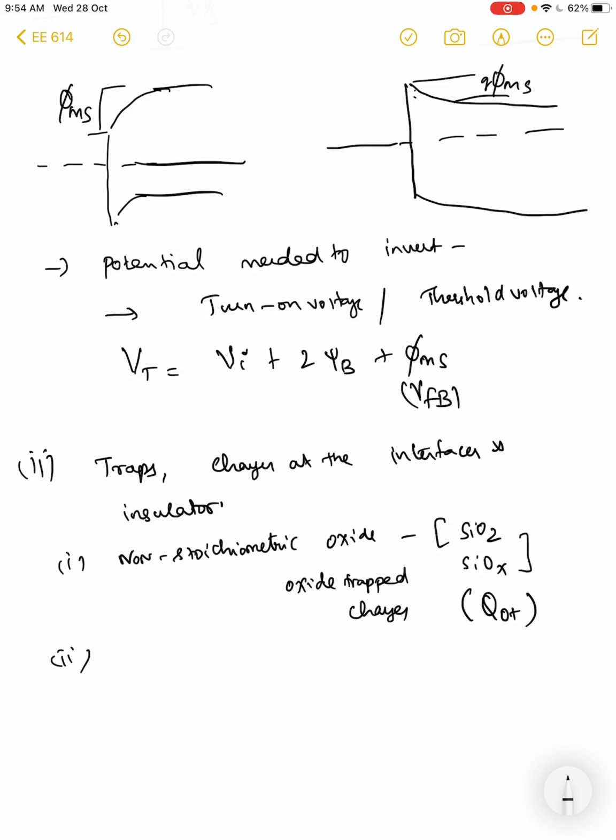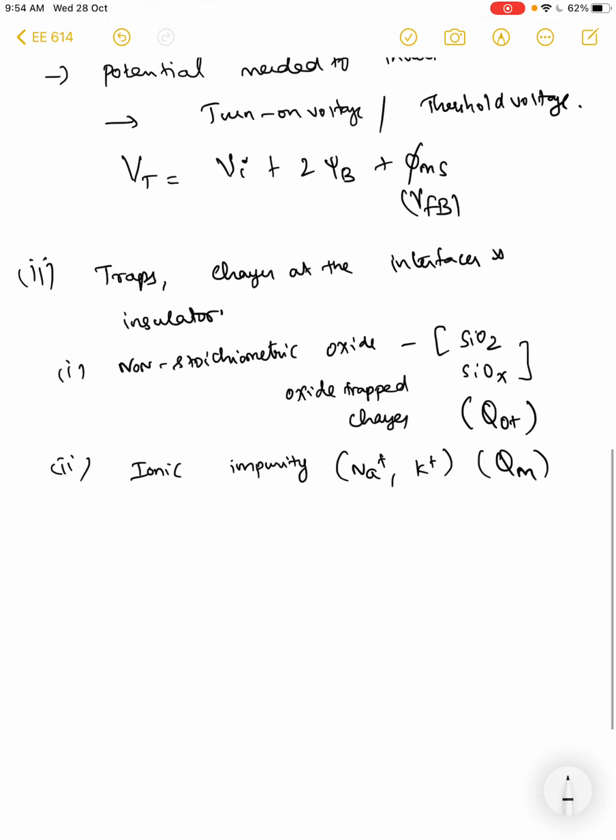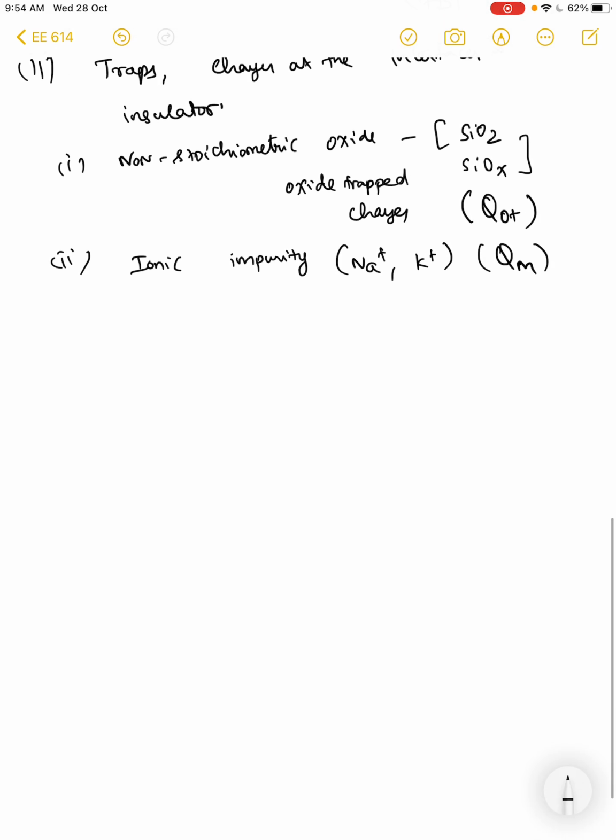non-ideality that you will have is called ionic impurities. When you grow the silicon dioxide, typically in a very high temperature furnace, you have some metals in the furnace which get contaminated, which incorporate themselves into the insulator. So you have some sodium plus, some potassium plus, all such kind of ions, which have a density of QM. So these are metal ionic impurities in the insulating oxide. This is an inadvertent problem. You need a really pure furnace to grow the oxide to reduce this.